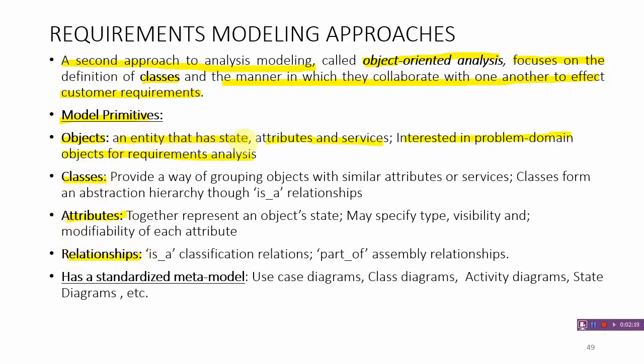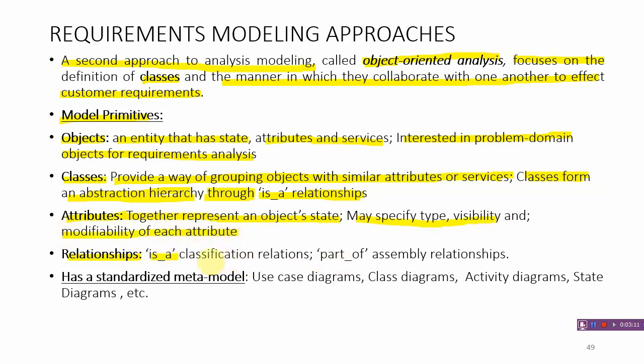An object is an entity that has a state, attributes and services, of interest in the problem domain for requirements analysis. Classes provide a way of grouping objects with similar attributes or services. Classes form an abstraction hierarchy through is-a relationships. We will see all these relationships in detail in coming lectures. Attributes together represent an object state, and may specify type, visibility and modifiability of each attribute.